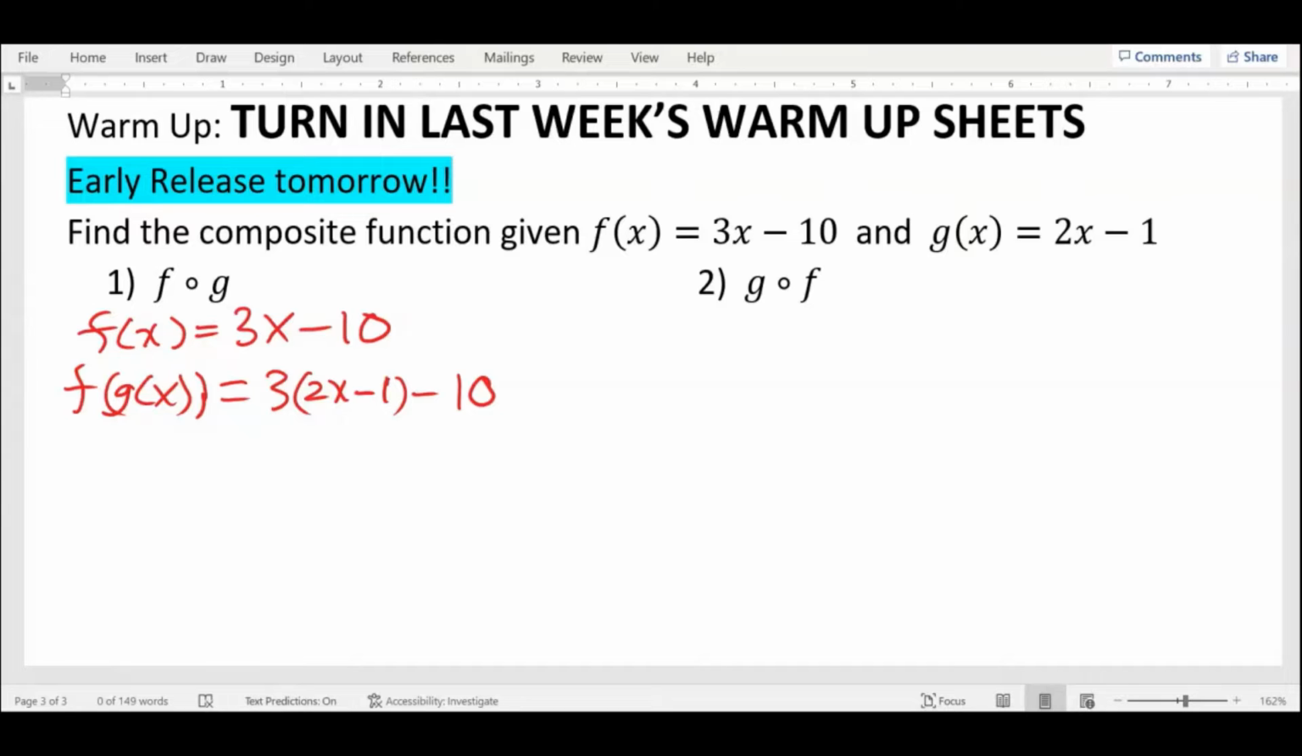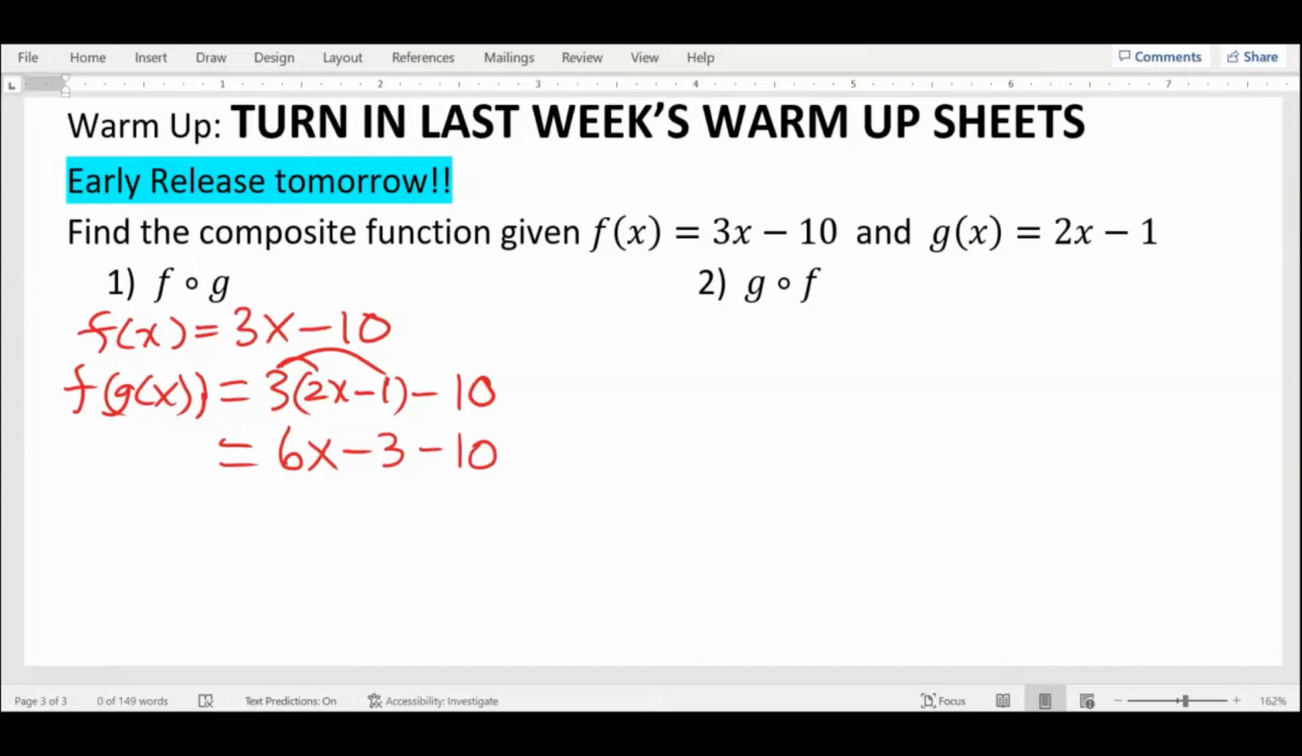I like to show it with little arcs. 3 times 2x, and then 3 times negative 1. What's 3 times 2x? 6x. And then 3 times negative 1? Negative 3. So put a minus 3 and bring down minus 10 next to it. Okay, so we've distributed. Easy, right?